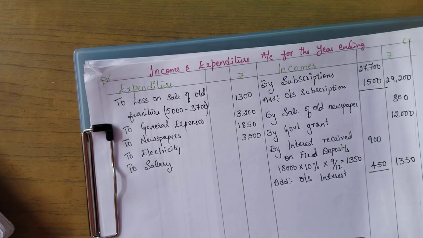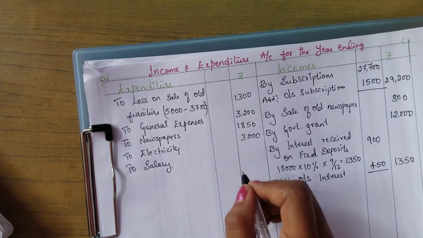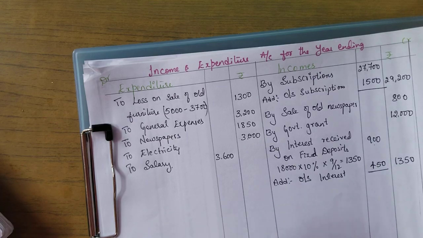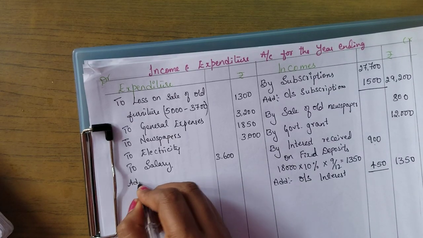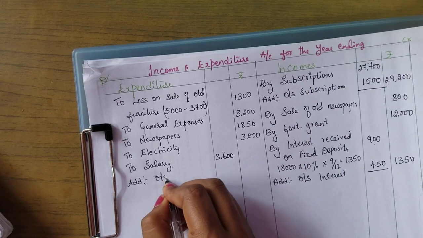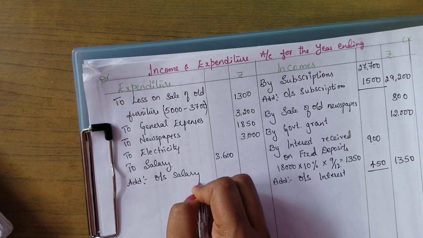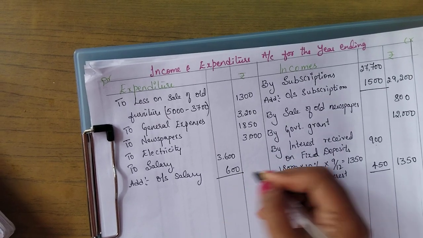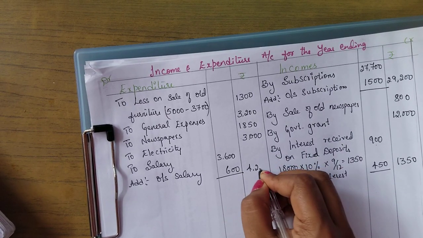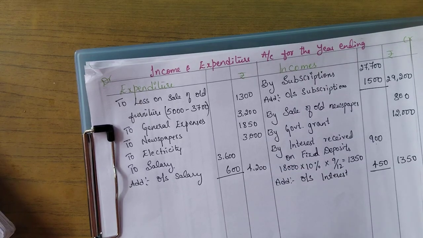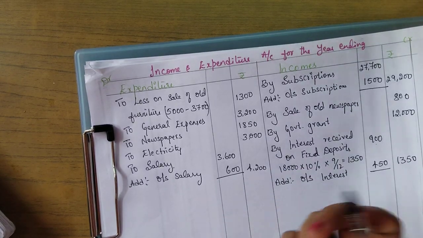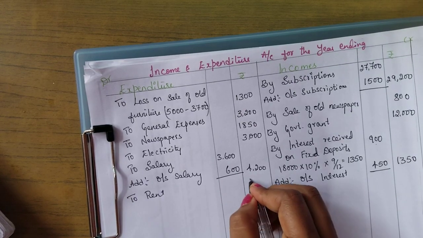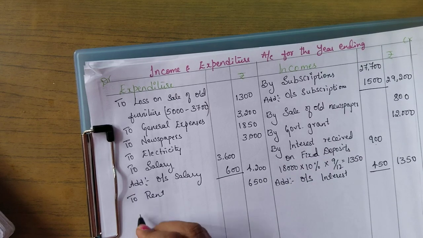So here I have an adjustment, so I will be writing in the inner column 3,600. And what is the adjustment? Outstanding salary for the current year, so it will be added. Outstanding salary of ₹600. So add, you will be getting 4,200. Okay. Next we have rent. So to rent account it is 6,500, no adjustment.